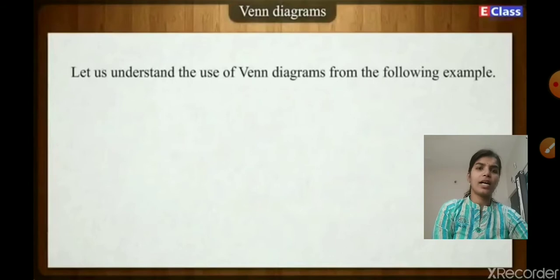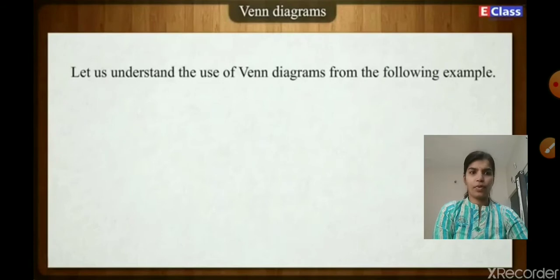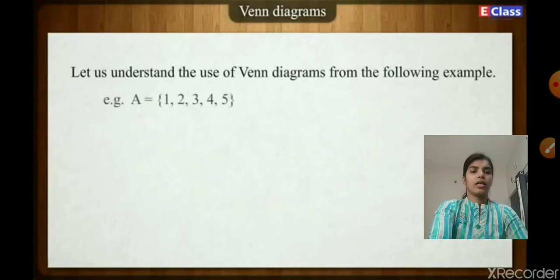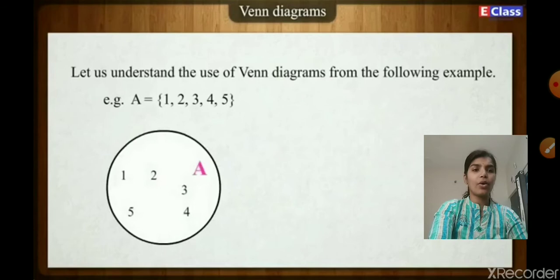So let us understand the use of Venn diagrams from the following example. Here we are taking an example of sets. Our first set is A. In set A we have 5 elements: 1, 2, 3, 4, 5. Now we represent these elements with the help of a Venn diagram. For the Venn diagram we draw a closed figure, that means we draw a circle, and in the circle we represent the elements of set A.